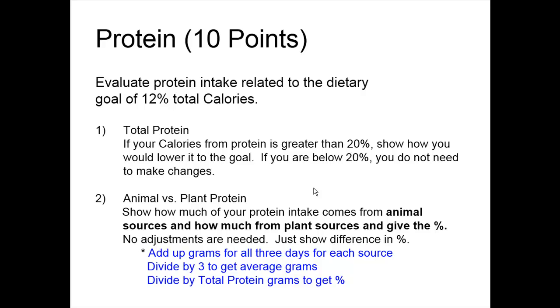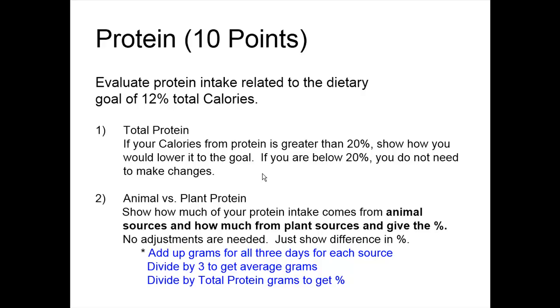Our goal should be to get 40% of your intake from an animal source and 60% from a plant source. That would be a goal. I mean, obviously 80-20 plant to animal would be better, but our goal is 40 animal, 60 plant. Don't be surprised if you're just opposite.